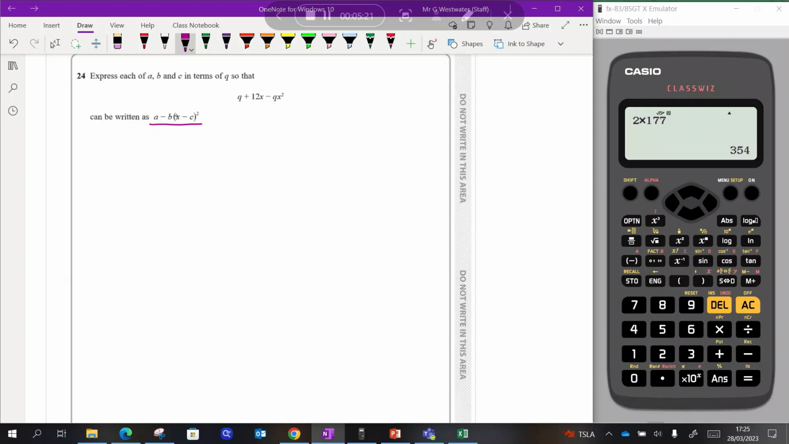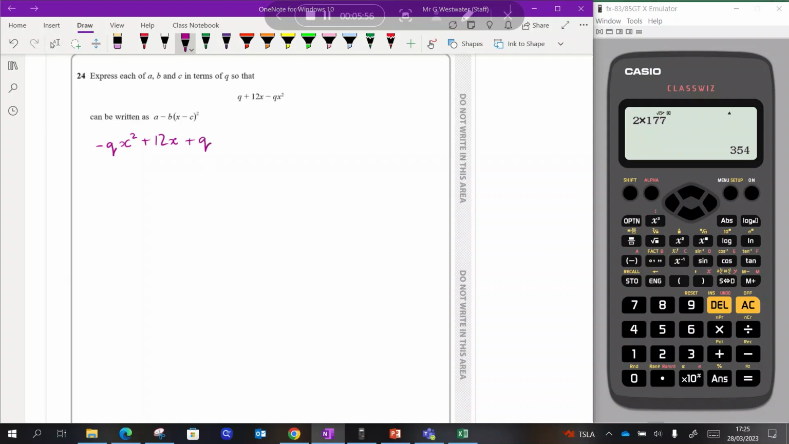We've got something times x plus or minus something squared plus c. If we wrote it in a different way, b or minus b, x minus c squared plus a, I think it might be easier to see that. So this is what I'm trying to get to. What I'm going to do to start off with is rewrite our original expression in the form of a quadratic: minus q x squared plus 12x plus q.